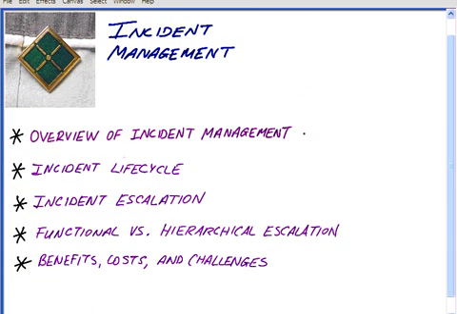In this nugget on incident management, we're going to look at 5 key knowledge areas. First of all, we'll get an overview of incident management and some key definitions of terminology. Then we'll look at the incident life cycle, incident escalation, and then we'll talk about functional versus hierarchical escalation, or horizontal versus vertical escalation. And then finally, the benefits, costs, and challenges of incident management.